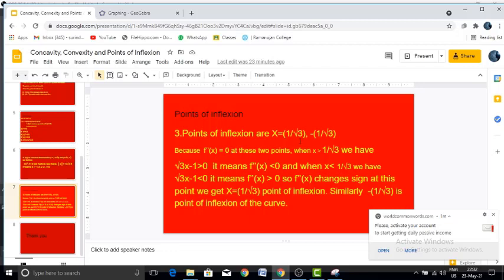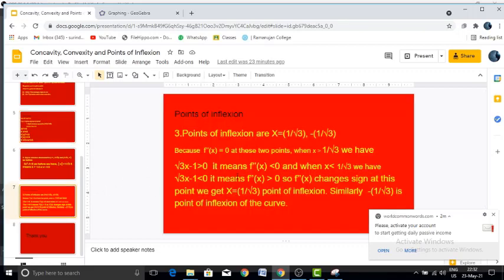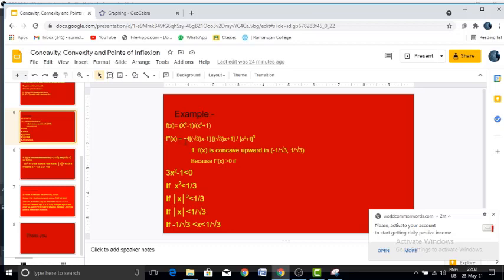Again, when x equal to 1 by under root 3, look at the double derivative. The 1 by under root 3 comes from this factor. When we put this factor equal to 0, we get x equal to 1 by under root 3. Now ignoring the other ones, when x is greater than 1 by under root 3, this factor is positive, it means under root 3x minus 1 greater than 0. It means the double derivative is negative because there is already a negative sign in the double derivative here.